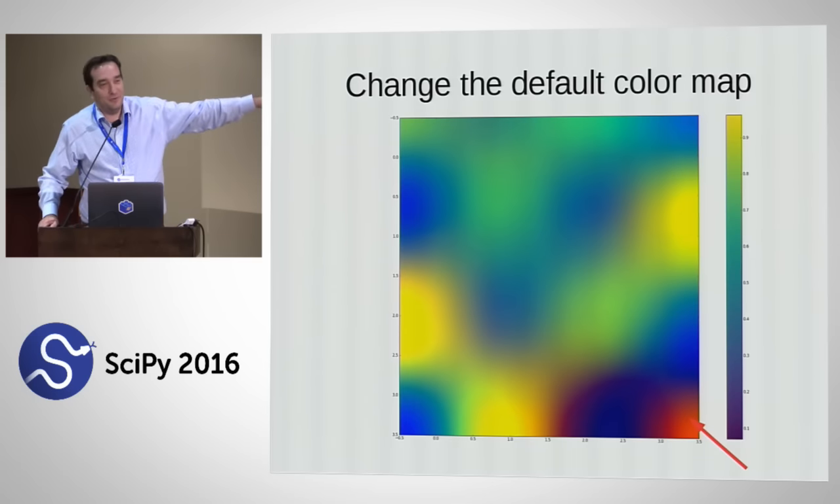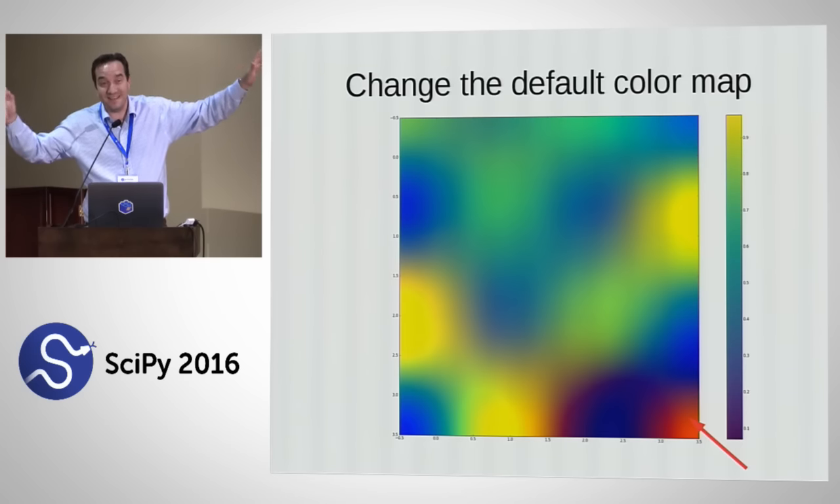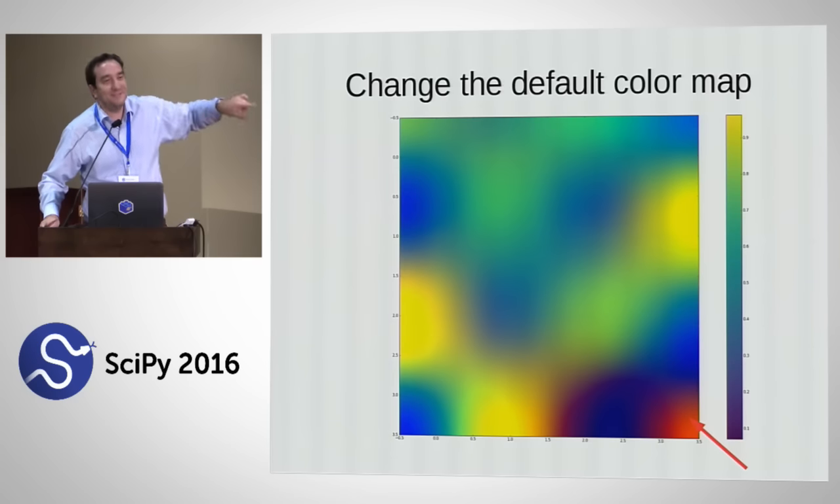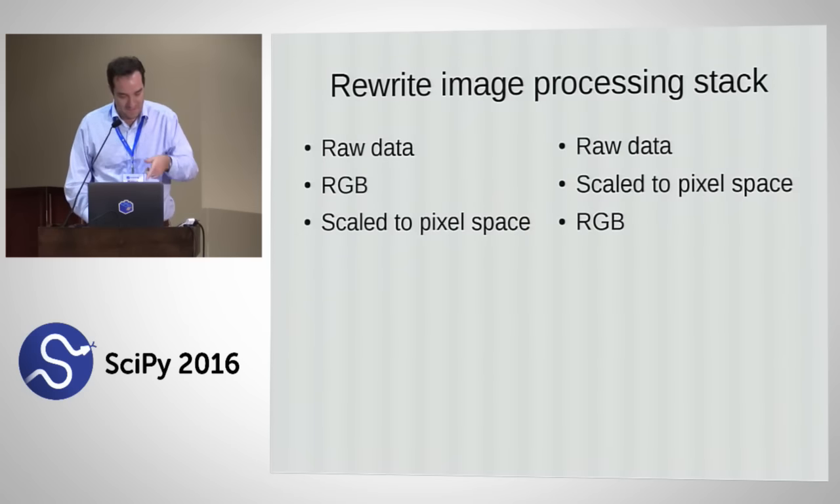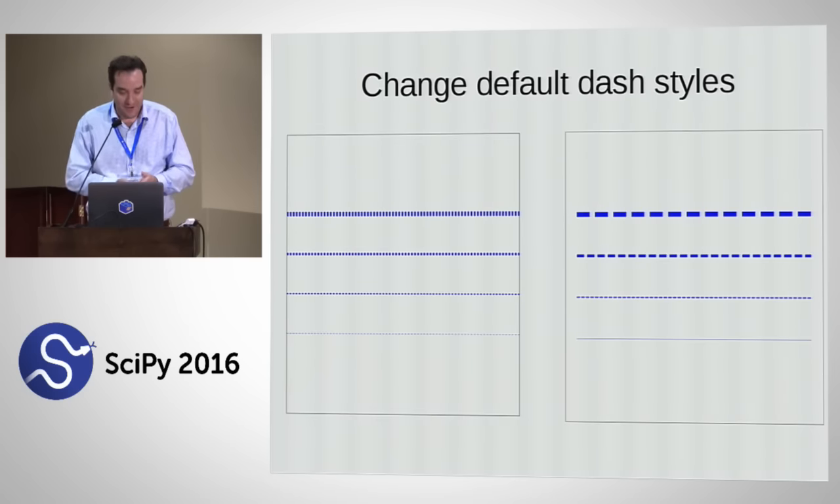So we had to go through and rewrite completely. No, this is just styles. This is easy. We had to go through and rewrite completely the image processing pipeline. So there it is before and after.